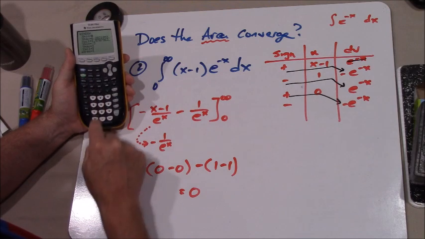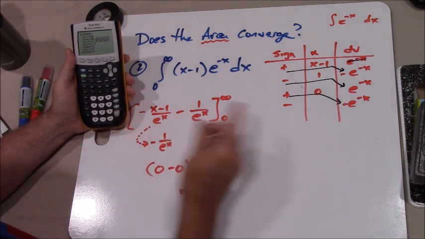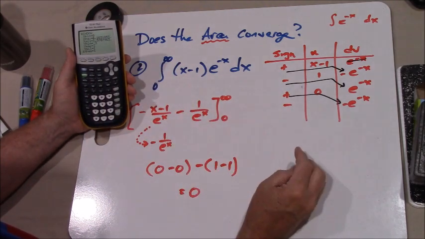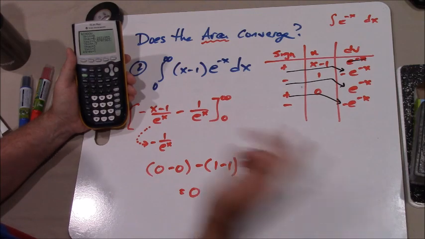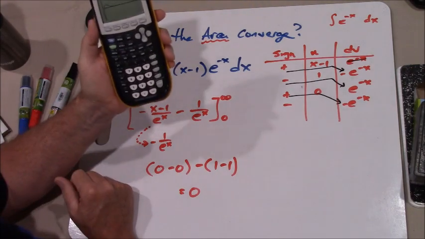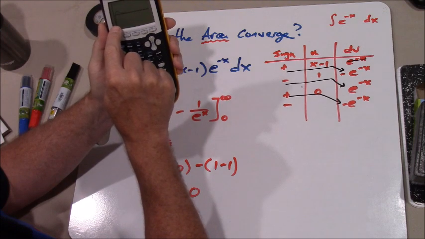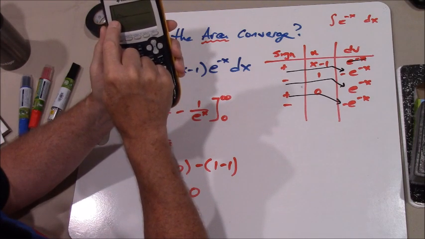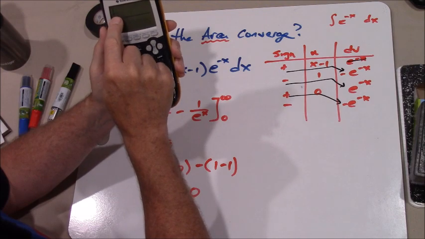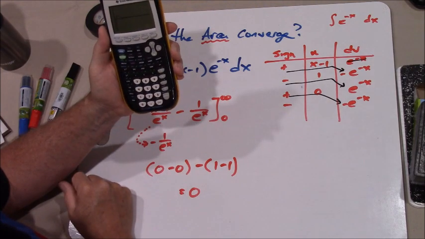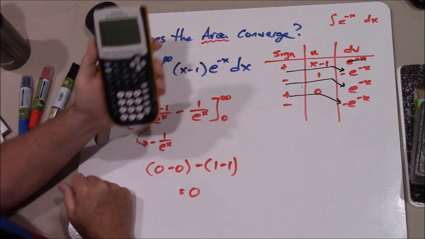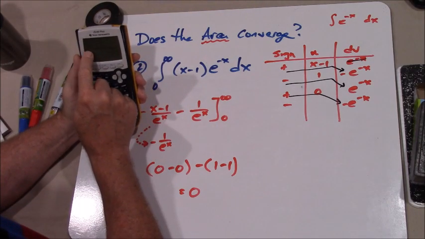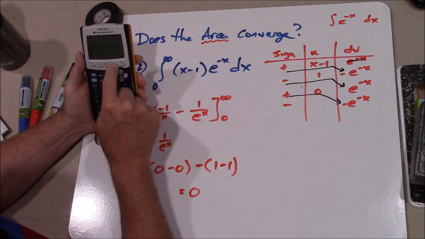And for my window, I'll just go 0 to, I'm not going to go to infinity, but let's just go 0 to 20. Yeah, so I don't know if you can see this, but it does start below, comes up, hits the x-axis, it looks like at 1, and then it goes up and turns and comes back down. So if I found the area from 0 to 1, let's just try that.